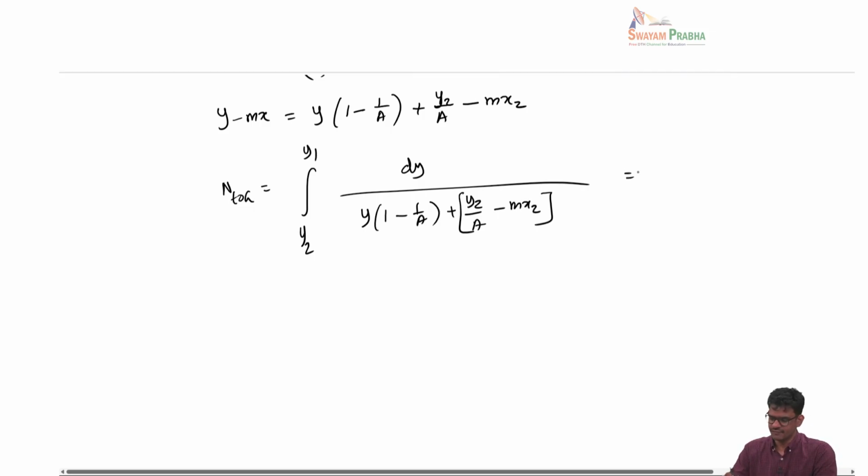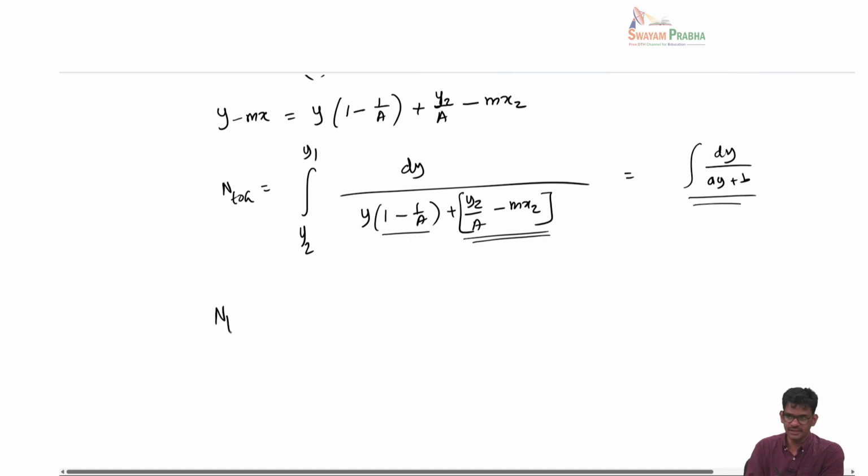so this basically is in the form of dy by (ay plus b), something like this, and you can easily integrate this out, right, because this entire term is a constant. 1 minus 1 by A is also constant. So it is basically in this particular form. If you integrate this, I will give the final expression, but you can check this yourself.